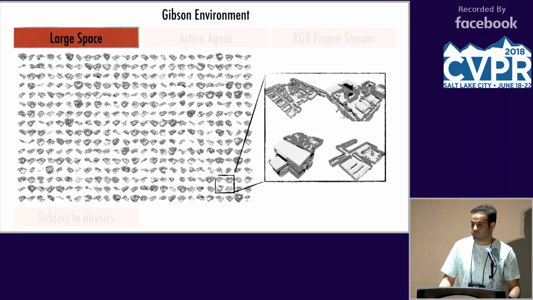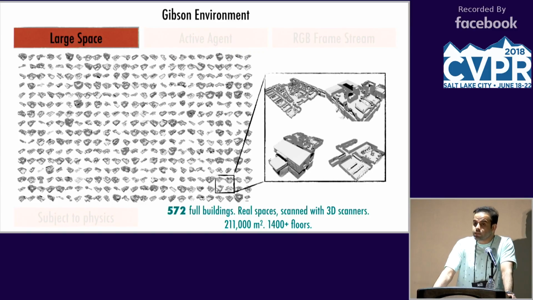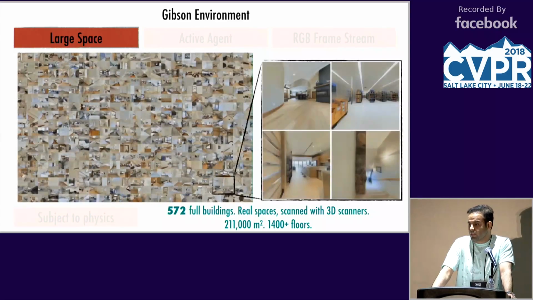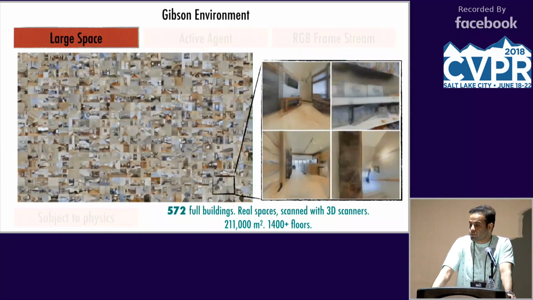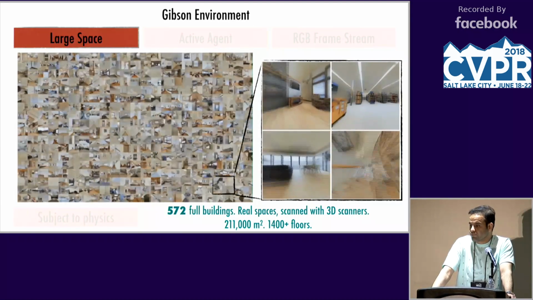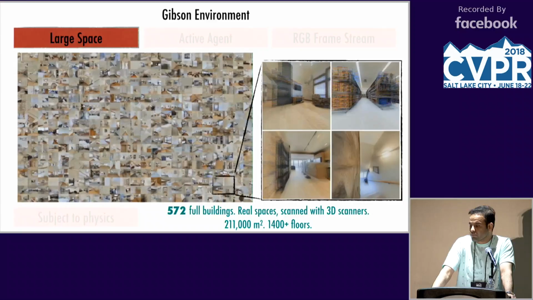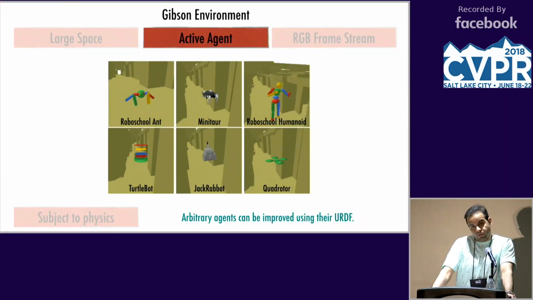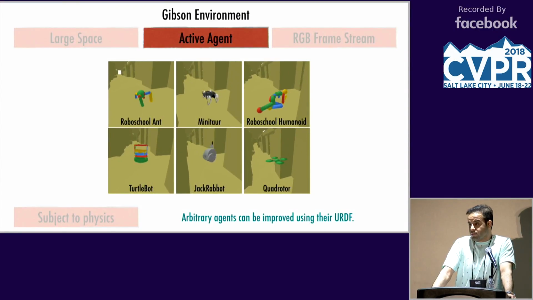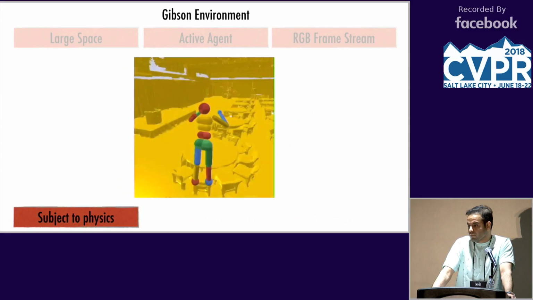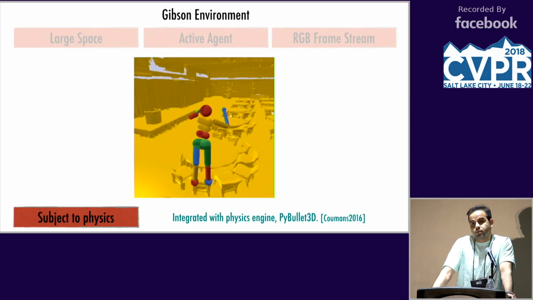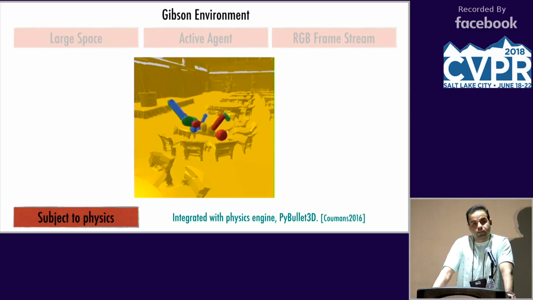All right, so here's some more details. So there are 572 buildings in Gibson's database. These are all real full buildings. They are not synthetic, and they are scanned with 3D scanners. They can be explored in Gibson Simulator. On the right, you can see some random explorations, for instance. And you can import an arbitrary agent if you have its URDF. And the physics constraints are enforced by integrating PyBullet physics engine.